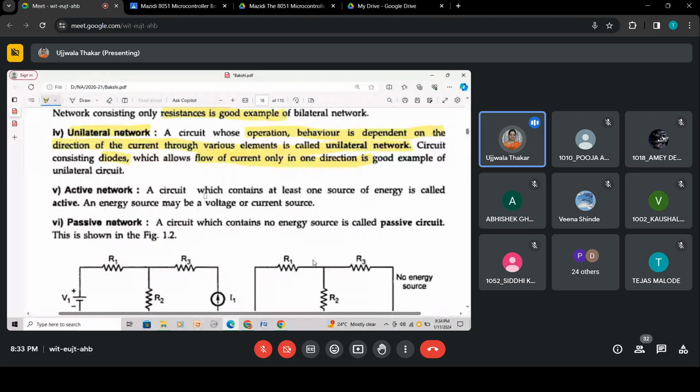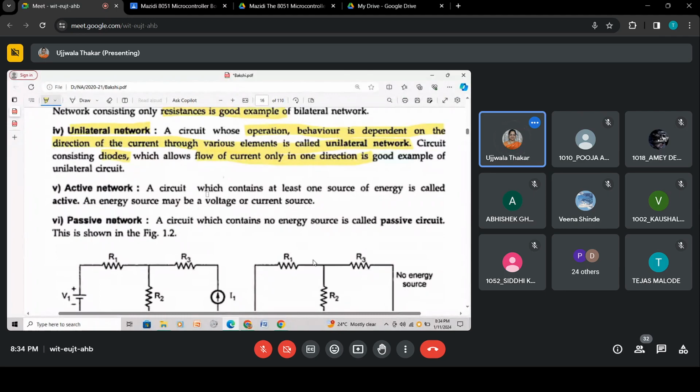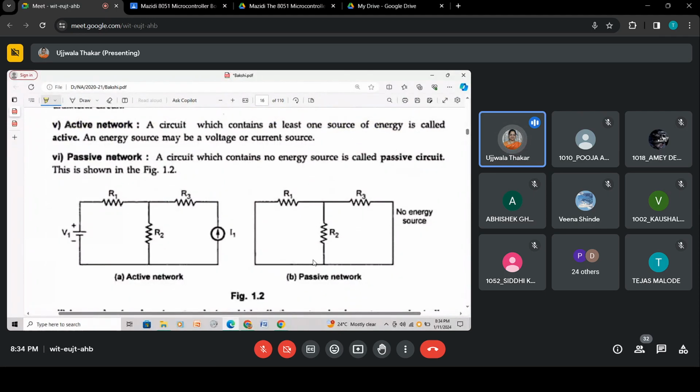Fine. So we have completed linear, non-linear, unilateral, bilateral, and now active network and passive network. This is the next type of network. The active network will contain at least one source of energy. This is an example of an active network: you have a voltage source, and you also have a current source.